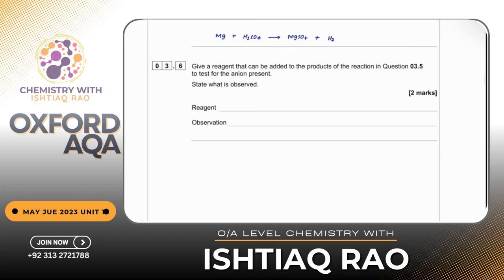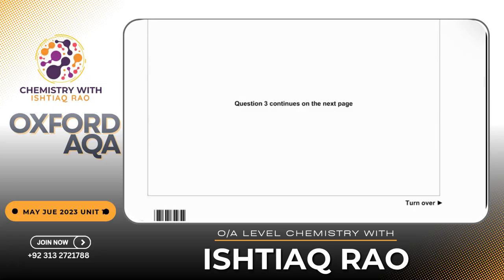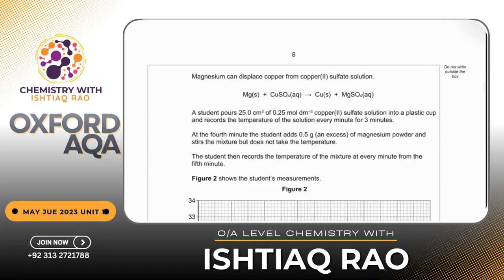So this is of 2 marks. What's the reagent that I'm supposed to add? I would say barium nitrate, and I can see the white precipitate. They're not asking for the equation, so I'm not supposed to write it down. Let's say in the next part if they would be asking.